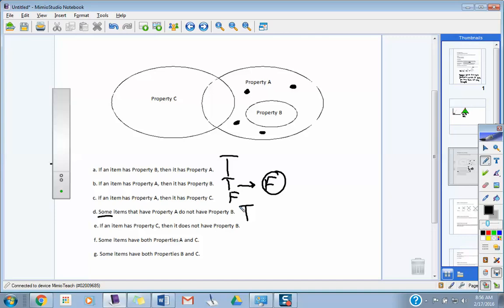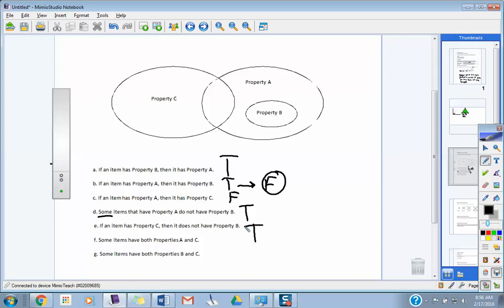All right. Letter E. Gator, your group. If an item has property C, then it does not have property B. True. So if I'm anywhere in property C up here, could you ever be in property B? No. Everybody agree true on that one? Okay. So if an item has property C, then it does not have property B. True. Excellent.